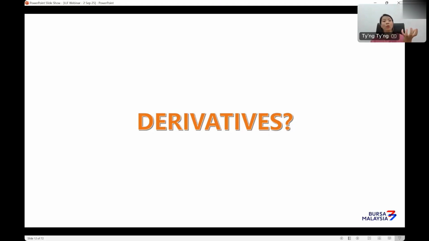For example, we inherit our parents' characters. If they are very hot-tempered, I tend to be very hot-tempered as well. So without our parents, we are nobody. So we are the derivative products. Later, I'm going to explain in detail about this part. But the first thing you need to understand is this derivative.